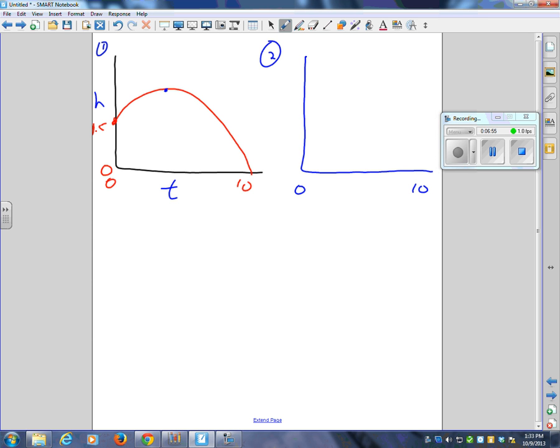Now what happens when I throw the ball up and it comes down? What happens to the distance away from me? Stays the same. So what's the graph look like, Joey? You mean a flat line? Can you say that with confidence? That's what it would look like. It'd be a flat line, because I'm measuring how far away it is.